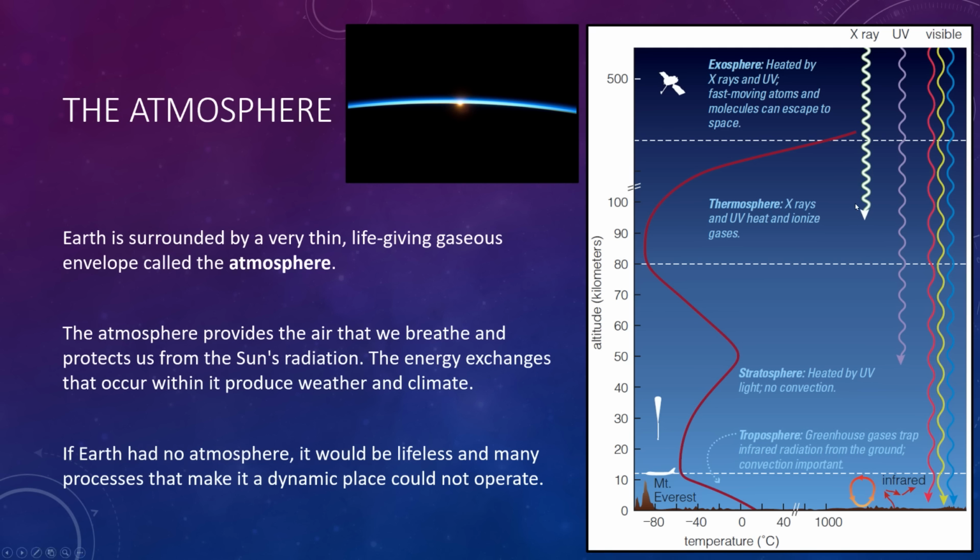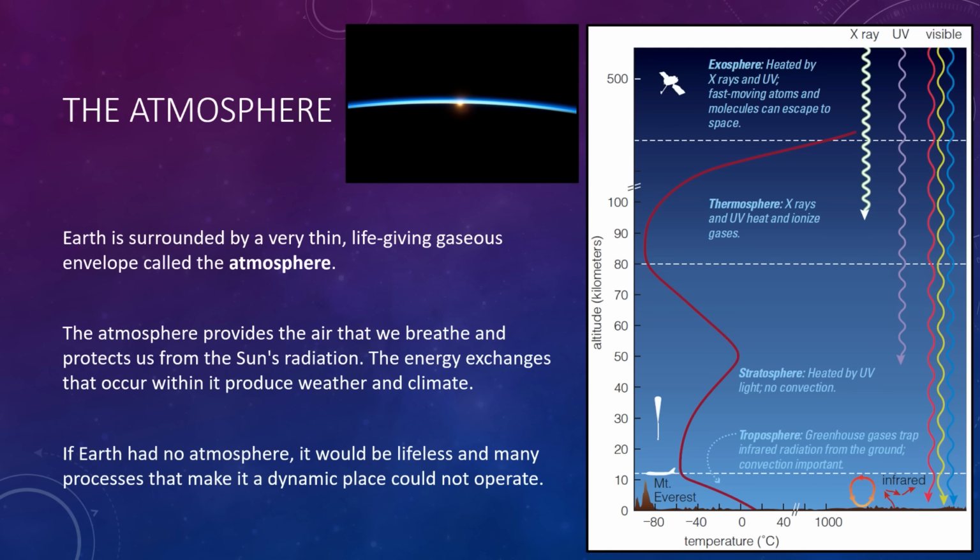And I try to highlight that with this image of the atmosphere up at the top of our slide here. So despite its modest dimensions, this thin blanket of air is nevertheless an integral part of our planet. It not only provides the air that we breathe, but also acts to protect us from the sun's dangerous ultraviolet radiation. The energy exchanges that continually occur between the atmosphere and Earth's surface and between the atmosphere and space produce the effects that we call weather and climate.